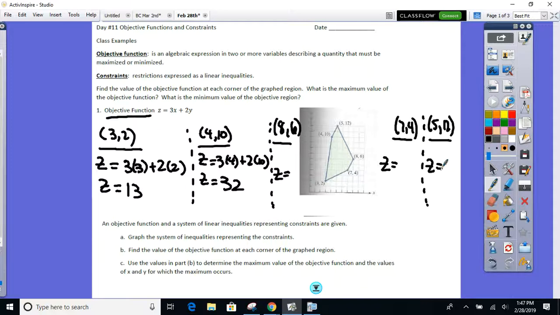8, 6. What do we got? 8, 6. Z is equal to 36. How about 7, 4? 29. And 5, 12. All right, so let's answer the question. What's the maximum value of this objective function? What's the max? 39. And then it says, what's the minimum value? Minimum value, 13.